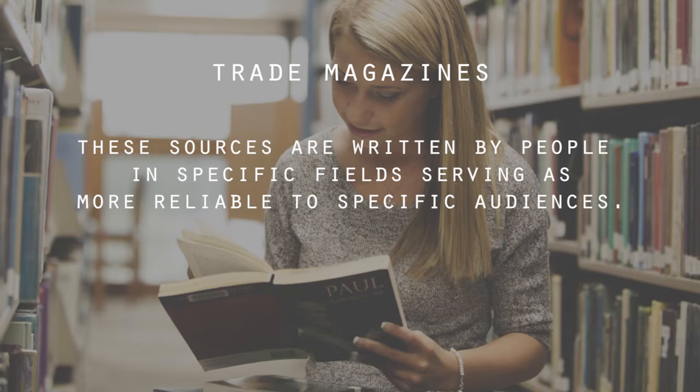Trade magazines. These types of sources are written by people who work in a specific field. The target audience is people who work in that particular trade or industry. This could include an agriculture magazine, an IT magazine, or a film entertainment magazine focused on those who work in that area. While these sources often do not have bibliographies or cite other sources, they are generally more reliable because they are written by people who are working in the field and are using their professional knowledge to help others.